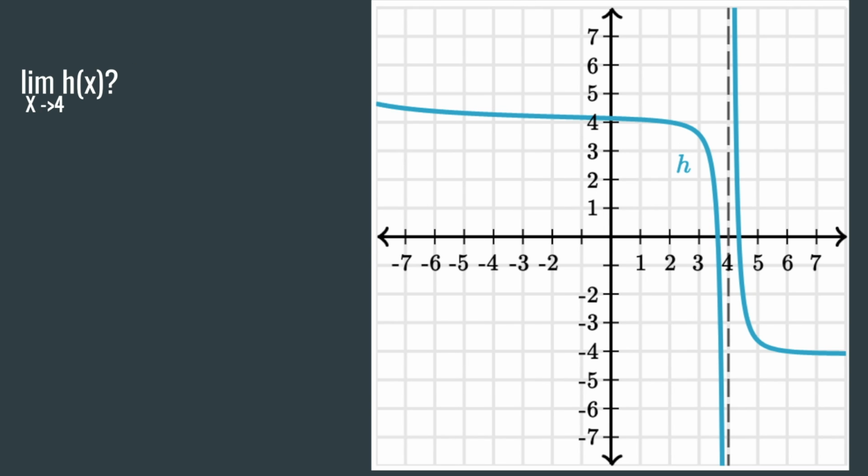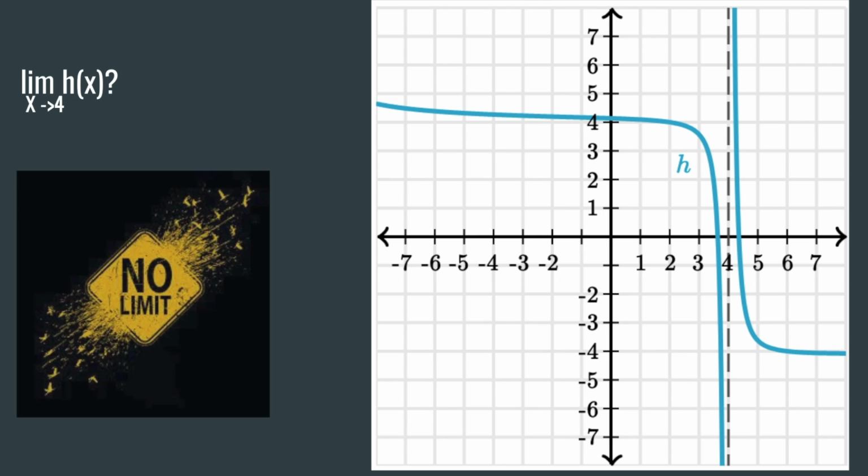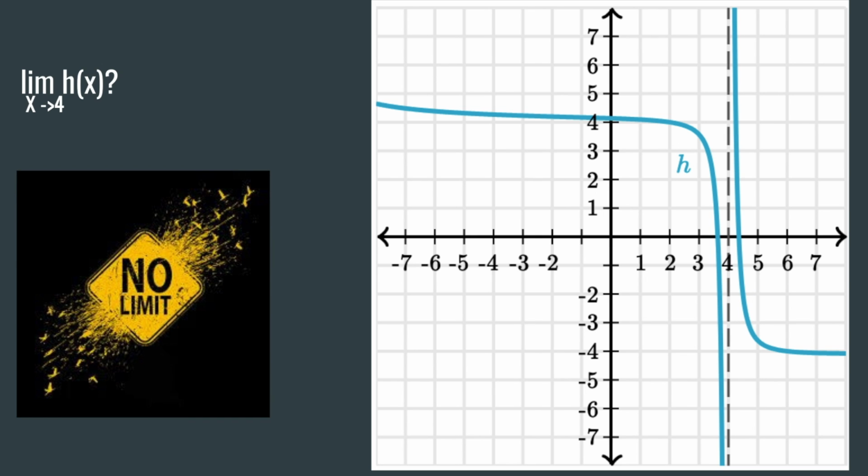Alright, so now to the final question. What is the limit of h of x as x approaches 4? So there is no limit because right before, as x approaches 4, the value approaches -infinity, and right after x approaches 4, the value goes to +infinity. So therefore, there is absolutely no limit.